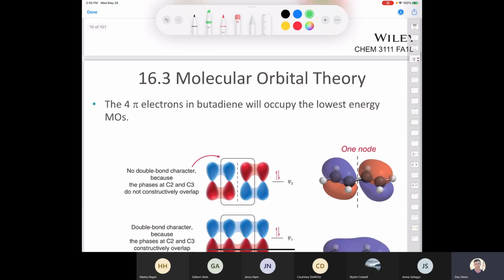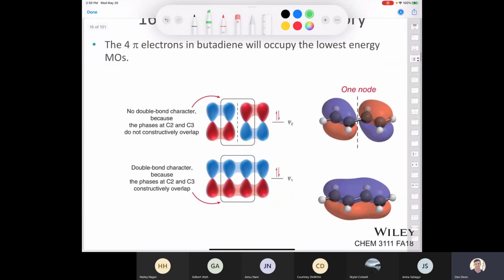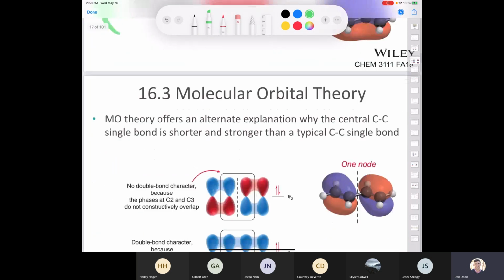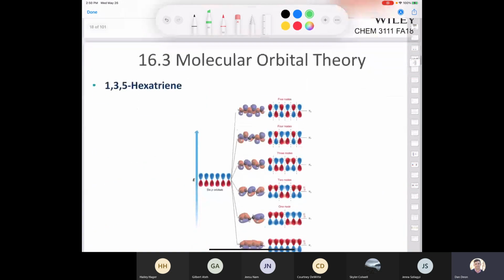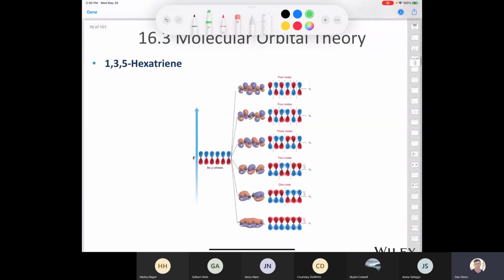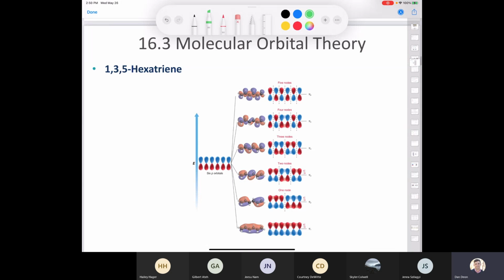Now, in terms of the rest of the section about molecular orbital theory, and this is the explanation right here, I want you to be sure to read the section on MO theory. We're not going to cover all of the sections in this book that deal with MO theory and different reactions, but it would be wise for you to read the remainder of this section. And here it's showing all the molecular orbitals for 1,3,5-hexatriene. So if we have 6 carbons, we have 1,3,5-hexatriene.